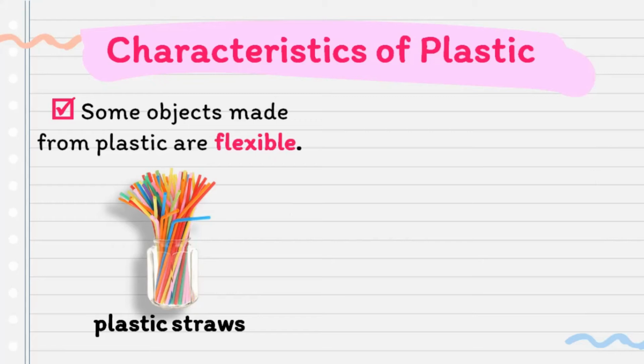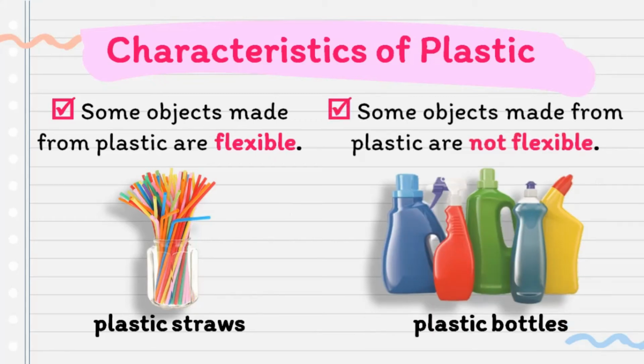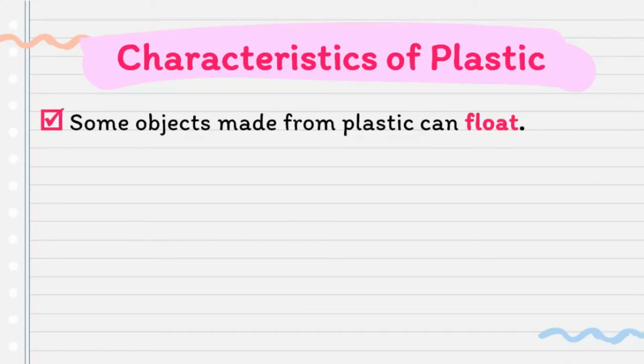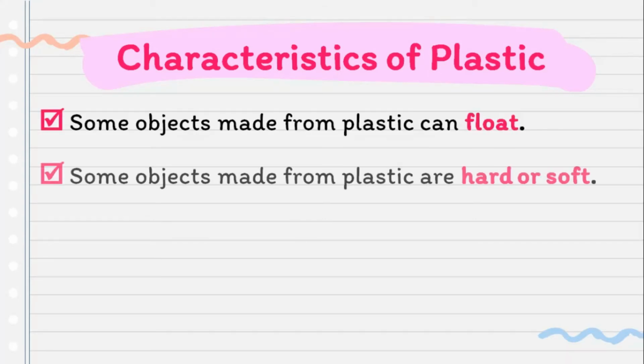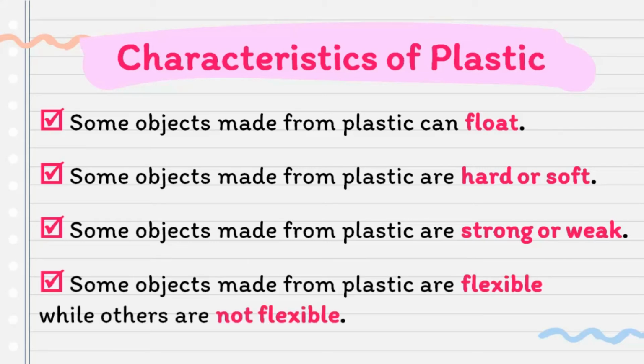Some objects made from plastic are flexible, while others are not flexible. So let's review again about the characteristics of plastic. Some objects made from plastic can float. Some objects made from plastic are hard or soft. Some objects made from plastic are strong or weak. And some objects made from plastic are flexible, while others are not flexible.